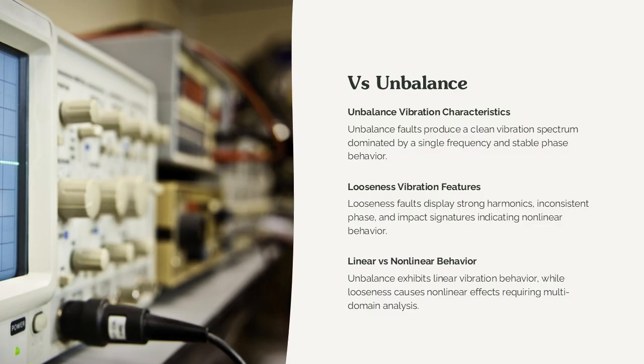Looseness, by contrast, often shows strong harmonics, inconsistent phase, and impact signatures. The slide explains why unbalance produces linear behavior while looseness is inherently nonlinear. This comparison helps participants understand why looseness often mimics unbalance in early stages but diverges significantly as the condition worsens, reinforcing the need for multi-domain vibration analysis.